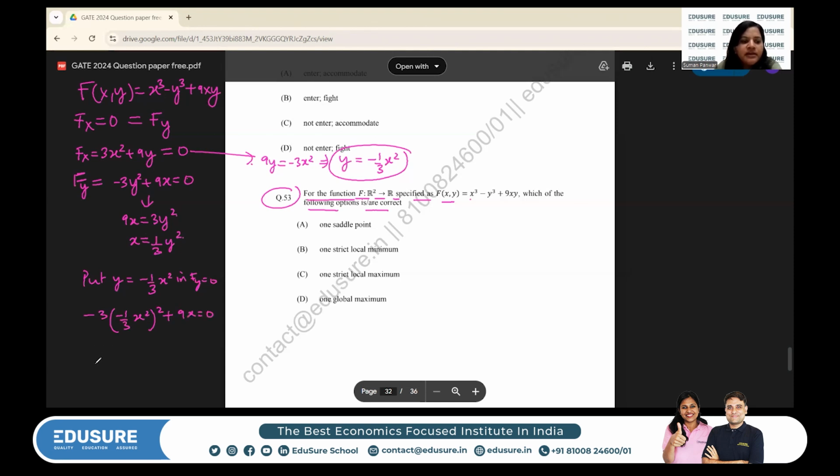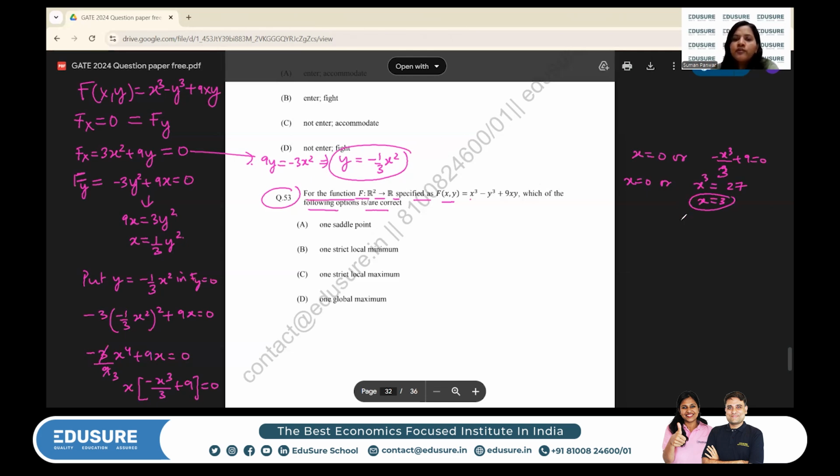So that is minus 3 by 9 x to the 4 plus 9x equals 0. So we take x common, and so we will get x times (minus x cubed by 3 plus 9) equals 0. So we either have x equals 0 or minus x cubed by 3 plus 9 equals 0. So x equals 0 or x cube equals 27. So x equals 3.